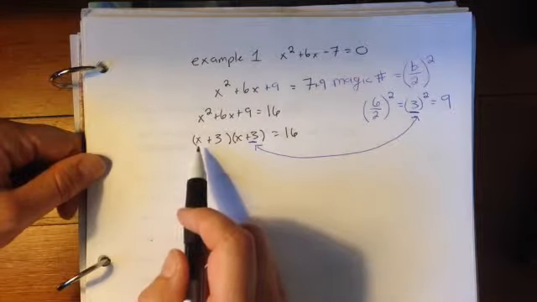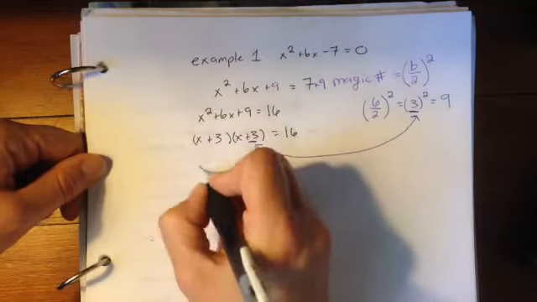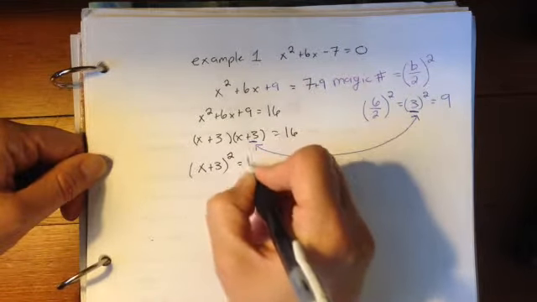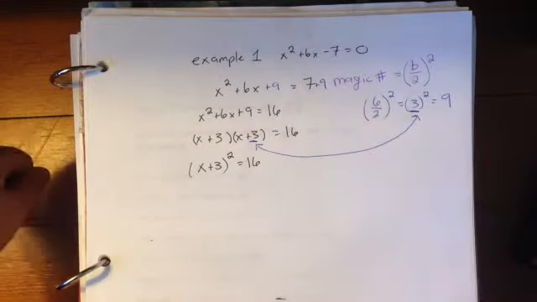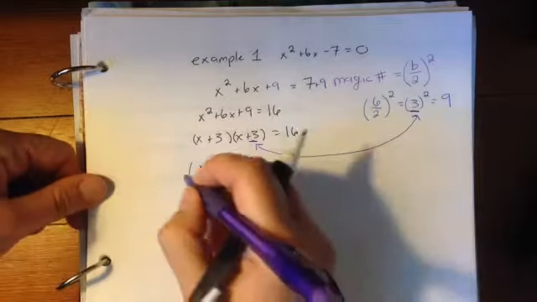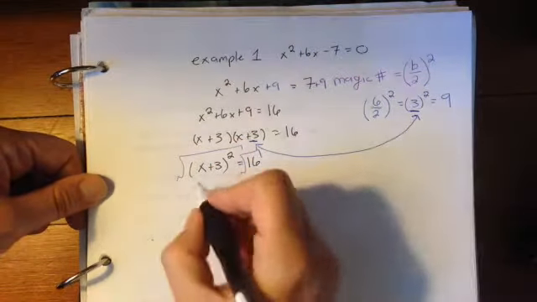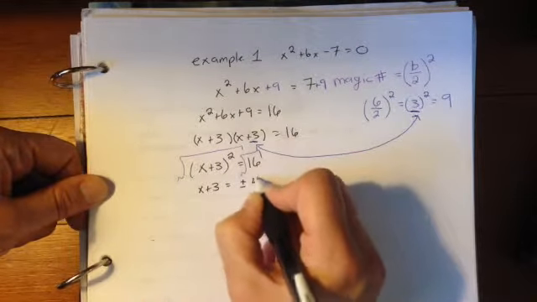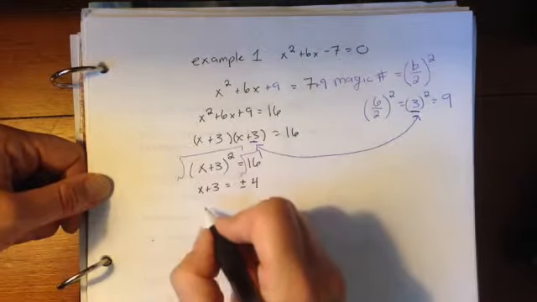Now that I have this factored into (x + 3)(x + 3) = 16, I can rewrite it as (x + 3)² = 16. And now I can apply the square root method to solve this equation. I can take the square root of both sides, which gives me x + 3 = plus or minus 4. Don't forget that plus or minus. That's where you get your two solutions from.